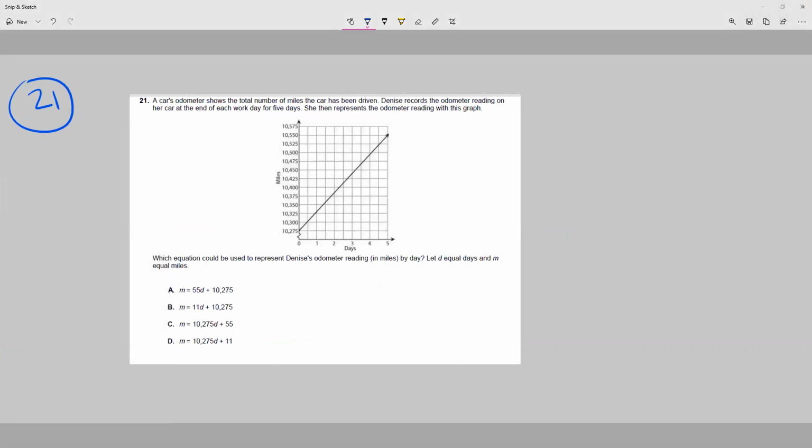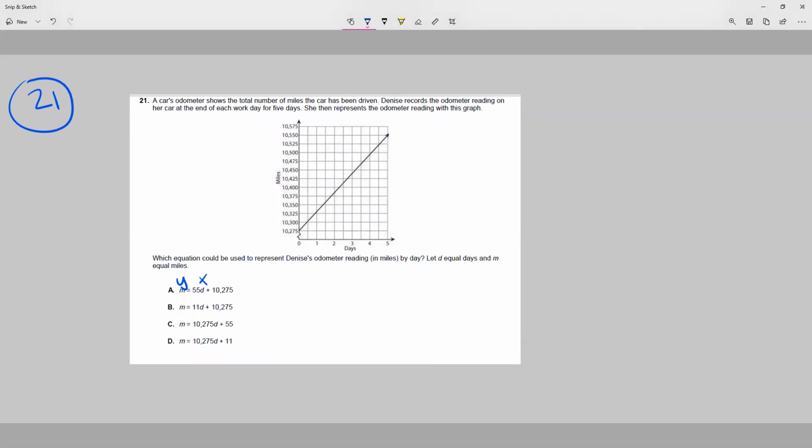A car's odometer shows the total number of miles the car has been driven. Denise records the odometer reading on her car at the end of each week for 5 days. She then represents the odometer reading with this graph. Which equation could be used to represent it? Keep in mind that m in this case is y and d is x.